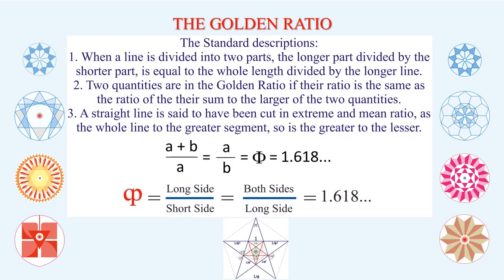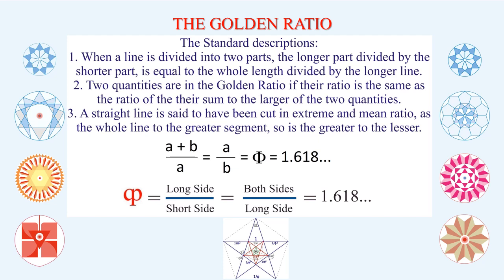Now let's understand the golden ratio. The standard description given all around the world, which is conclusive everywhere on the internet and in different books, has three definitions which stand out. The first one is when a line is divided into two parts, the longer part divided by the shorter part is equal to the whole length divided by the longer part. This is the first definition given.